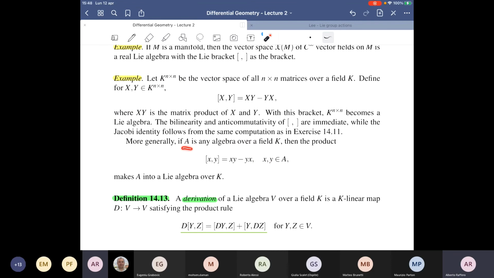And more generally, if you have any algebra over a field, so if you have any vector space together with a product between the vectors, in the sense you discussed last time, then there is a way of defining a Lie algebra structure over this algebra, just defining the bracket as the product of the two vectors minus the product of the two vectors with the opposite order. And so, for instance, the case of matrices is just an instance of this more general case.